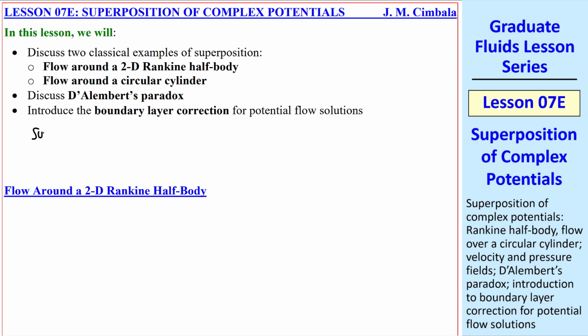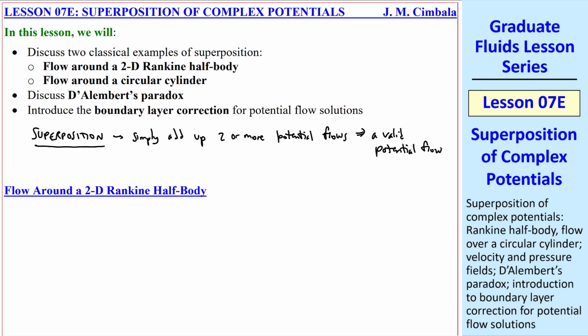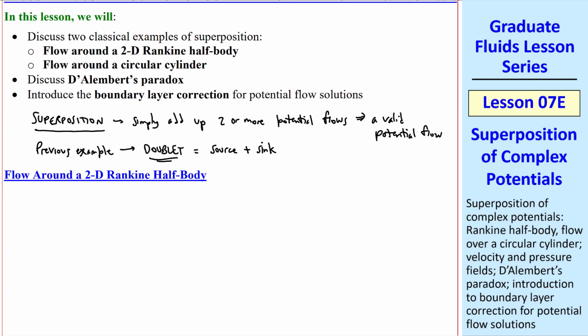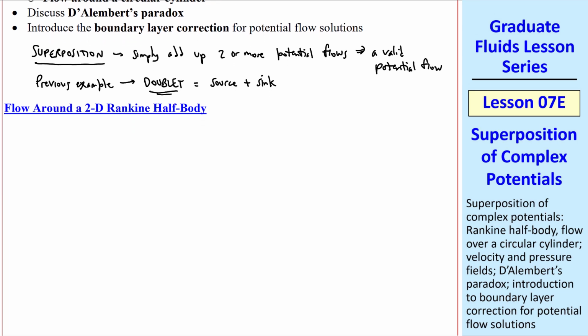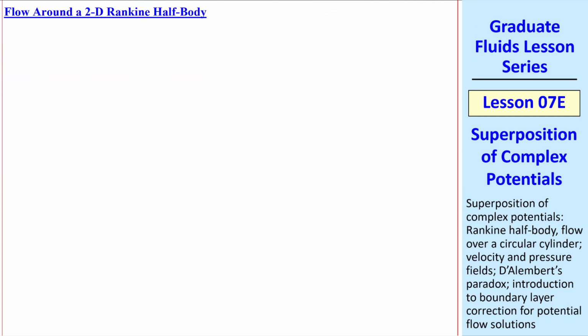By way of introduction, superposition is where we simply add up two or more potential flows, and since the equations are linear and homogeneous, the result is also a valid potential flow. We already did one example of this, namely a doublet, which is the superposition of a source and a sink, as discussed in a previous lesson. I'll discuss two classical examples of superposition here, the first one being a 2D Rankine half-body.